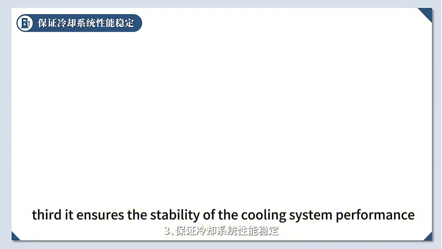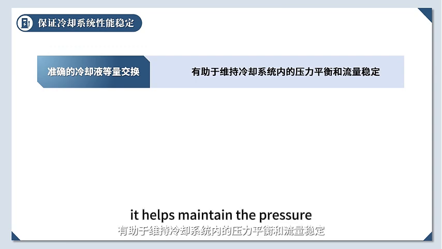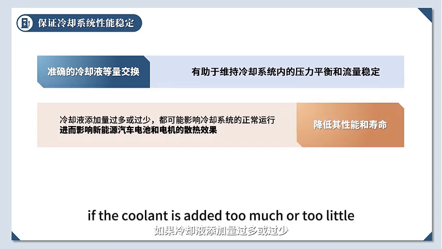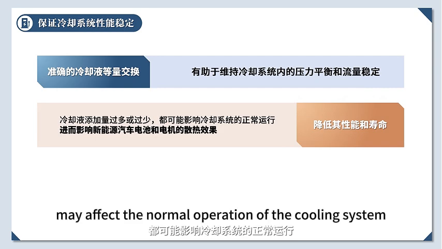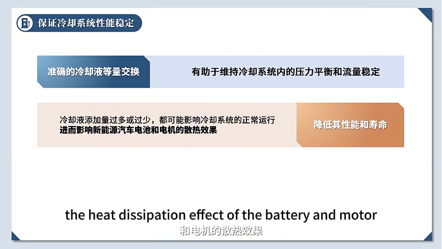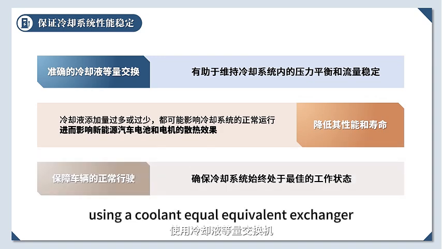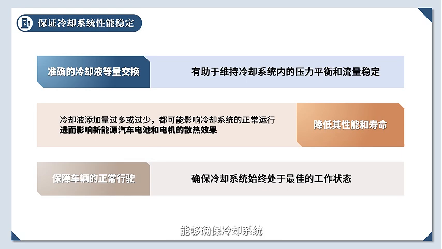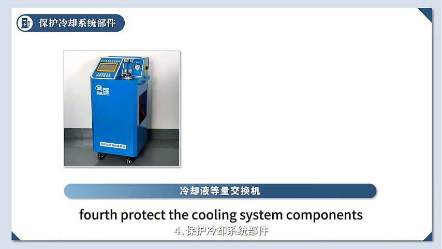Third, it ensures the stability of the cooling system performance. Accurate coolant equal exchange helps maintain the pressure balance in the cooling system and flow stability. If the coolant is added too much or too little, it may affect the normal operation of the cooling system, which will affect the heat dissipation effect of the battery and motor of new energy vehicles, reducing their performance and lifespan. Using a coolant equivalent exchanger can ensure the cooling system is always in the best working condition, ensuring the normal operation of the vehicle. Fourth, protect the cooling system components.